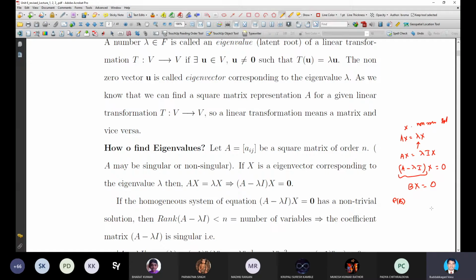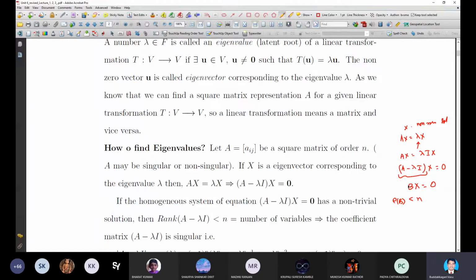This system has a non-trivial solution if the rank is less than n, the number of unknowns, right? Yes. Very good. But here B is of order n by n. B is associated with the matrix A, so B has the same order as A. Therefore the rank of B, that means the rank of A minus lambda I, where A minus lambda I is one matrix, is less than n, the number of unknowns.